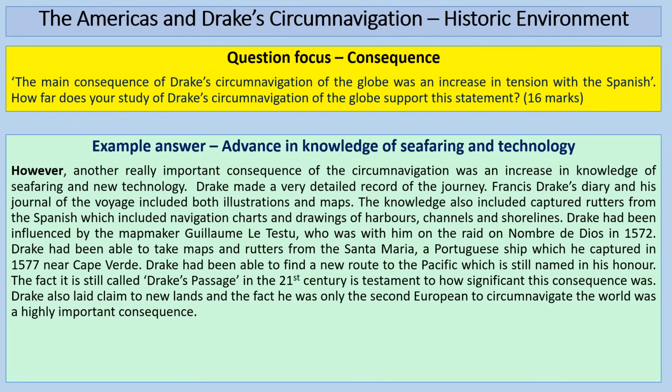Drake had been influenced by the mapmaker Guillaume Le Testu, who was with him on the raid on Nombre de Dios in 1572. Drake had been able to take maps and rutas from the Santa Maria, a Portuguese ship which he captured in 1577 near Cape Verde. Drake had been able to find a new route to the Pacific, which is still named in his honour. The fact it is still called Drake's Passage in the 21st century is testament to how significant this consequence was. Drake also laid claim to new lands, and the fact he was only the second European to circumnavigate the world was a highly important consequence.